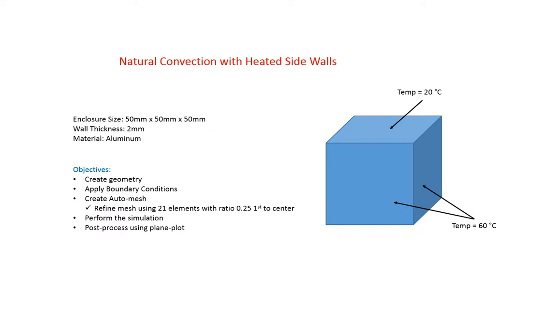Our objective here is to create the geometry quickly, apply temperature boundary conditions, then we look at creating the mesh, the automatic mesh, and we'll refine this mesh in each direction using 21 elements with a ratio of 0.25 from first to center, method 3. Then we'll perform the simulation and look at the results using the plane plot option.